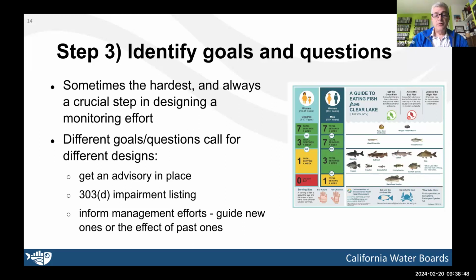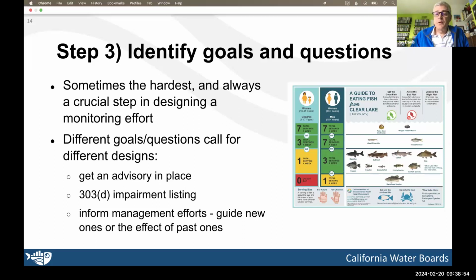Different goals or questions call for different designs. One of the typical goals that bioaccumulation monitoring programs have, or particularly sport fish monitoring, is to get an advisory in place for a water body or to get more species on the advisory. So that's why I'm showing an advisory here, and we'll talk a lot about what's needed to support an advisory. That's a common goal, though.